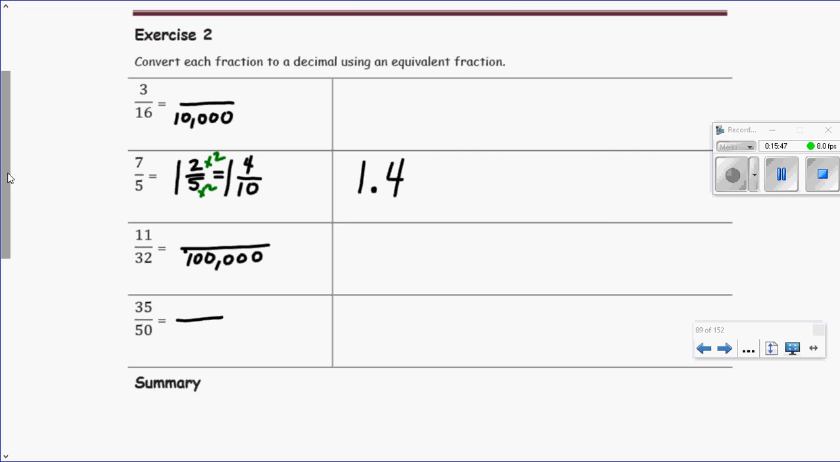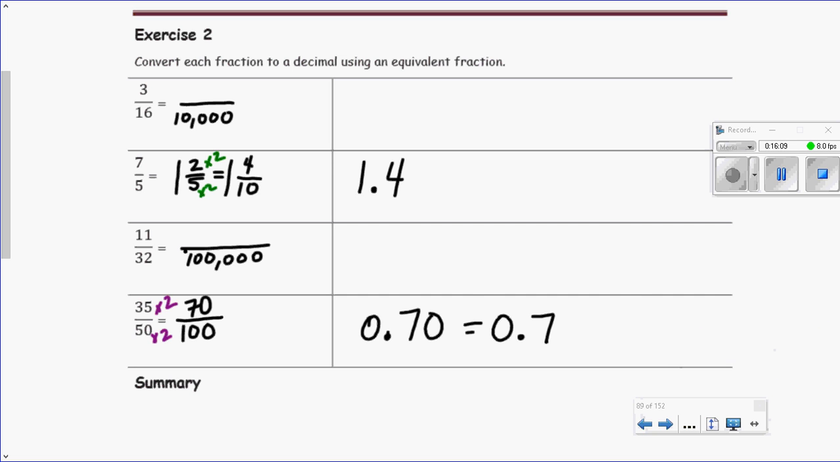Okay, for 35 over 50, 50 doesn't go into 10, but it does go into 100 if I just double it. So all I need to do is double it. So then all I need to do is double this, and I get 70. So 70 hundredths looks like this. If that's 70 hundredths, then this is 7/10. So that means that I actually could have done 35 over 50 and reduced it to be out of 10. 50 divided by 5, well, look at that. That's pretty neat. 35 also divides by 5, and I get 7. So 7/10 and 70 hundredths is the same thing.